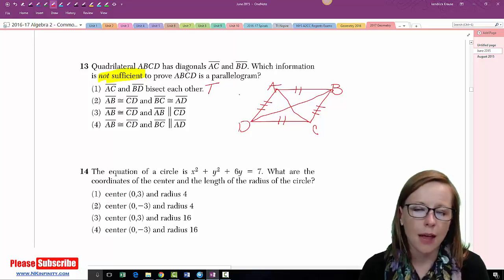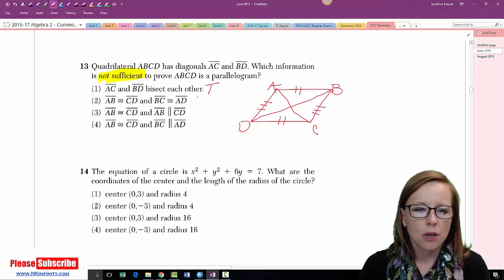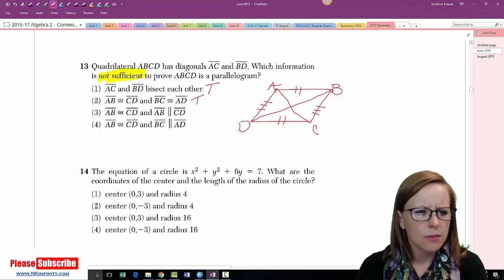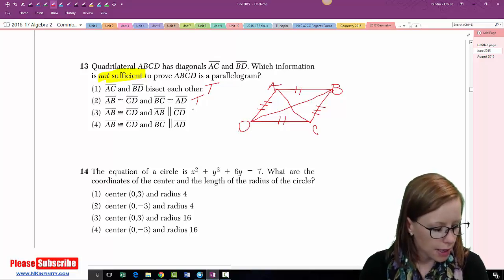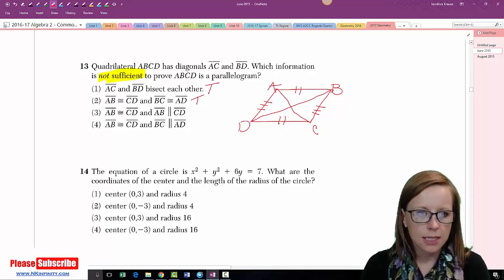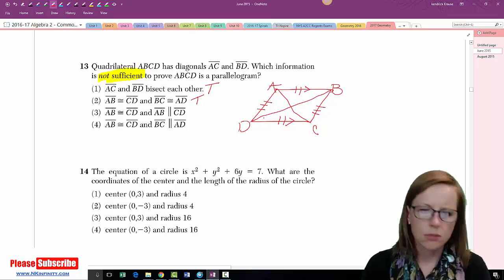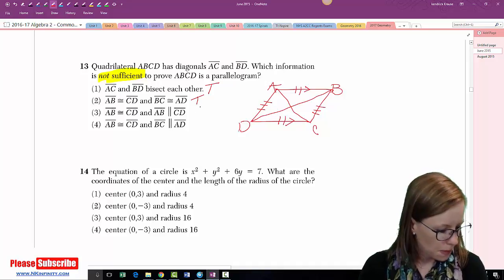Opposite sides are congruent. Yeah, that's one of the properties of a parallelogram. So that's true. AB congruent to CD and AB parallel to CD, the same pair of sides, congruent and parallel, right? So that would work too.